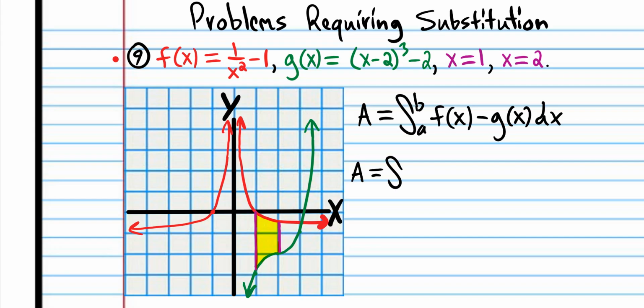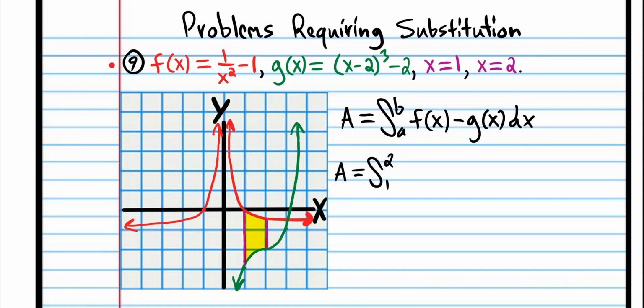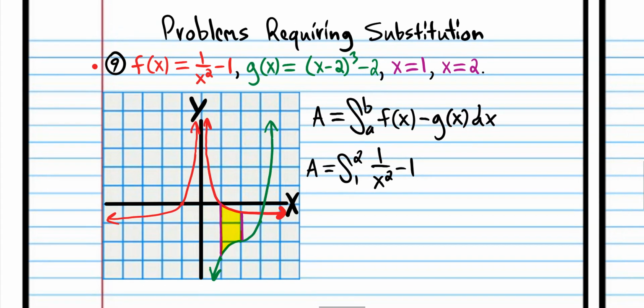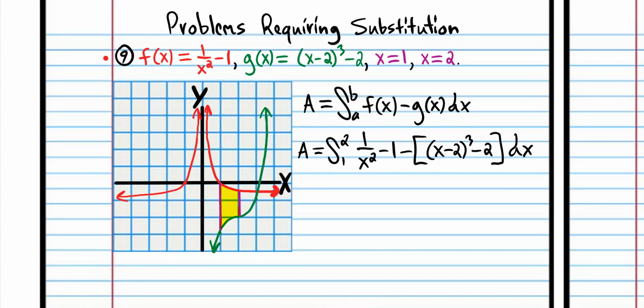And so the limits of integration are 1 and 2. And f of x is 1 over x squared minus 1. And g of x is, I'll use a bracket, x minus 2 cubed minus 2. You don't have to use brackets. You can just use another set of parentheses. It's up to you, but brackets may make it easier to see what we're doing.